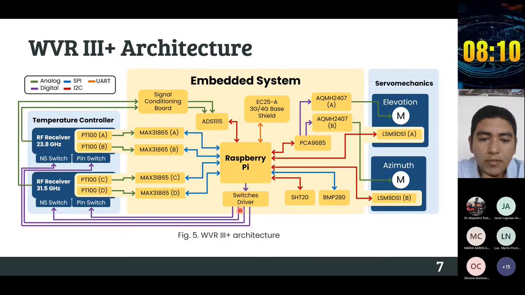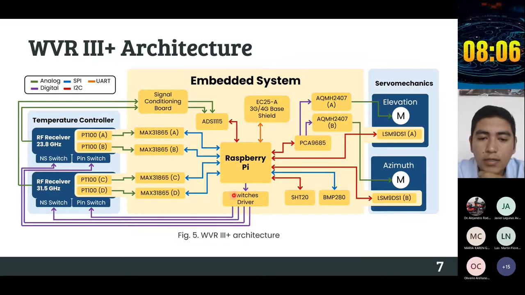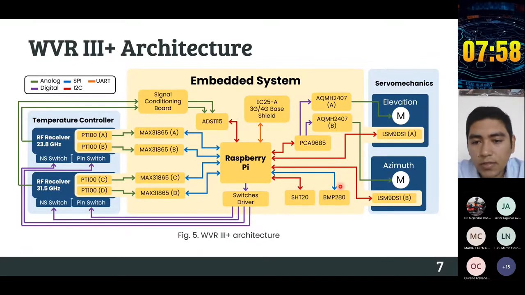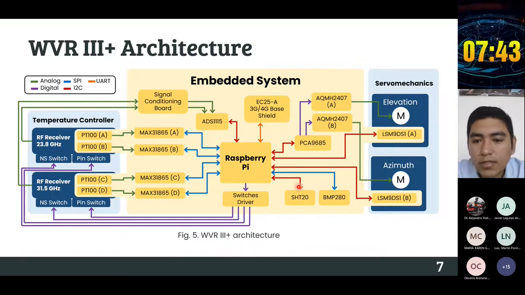Over here, we have the switch driver board. This is also a custom-made board, and it is based on a 1-bit digital interface. Over here, we have two different sensors, and this is basically the weather station. We take the ambient temperature, humidity, and the barometric pressure. This one communicates via I2C, and this one communicates via SPI.